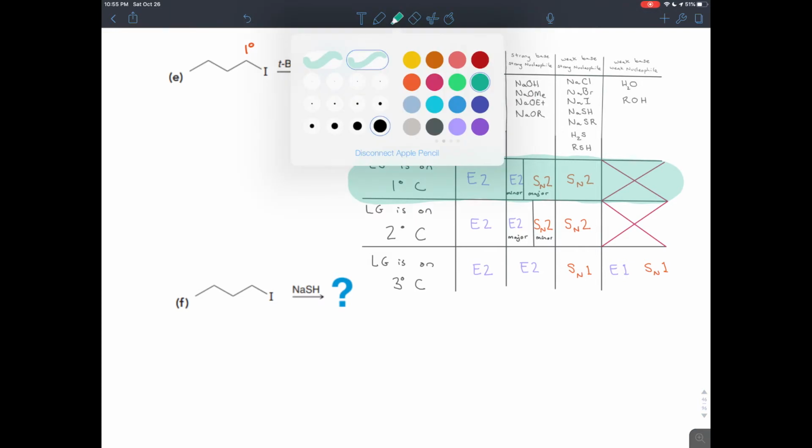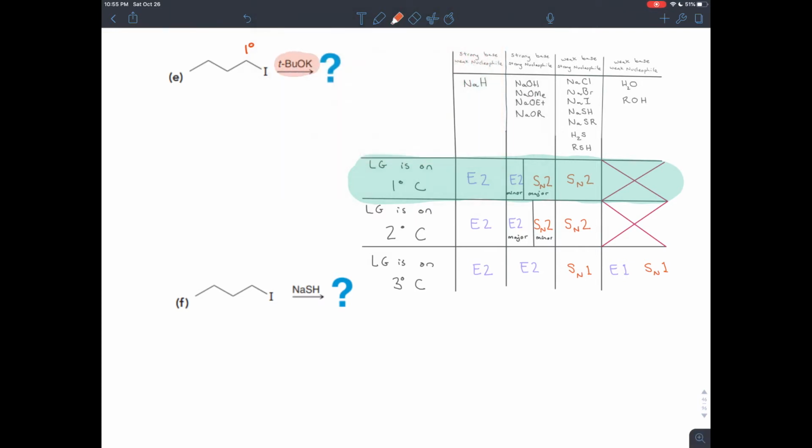We also have potassium tert butoxide. So we just saw potassium tert butoxide is like this NaOR. It's a strong base and a strong nucleophile. And that means that we're going to be dealing with products coming from two different mechanisms. We're going to have the E2 product, or products, and we're going to have the Sn2 product, or products.